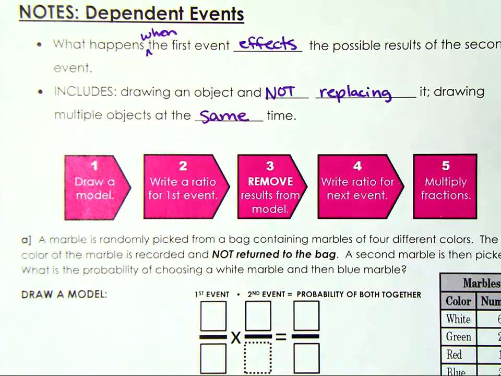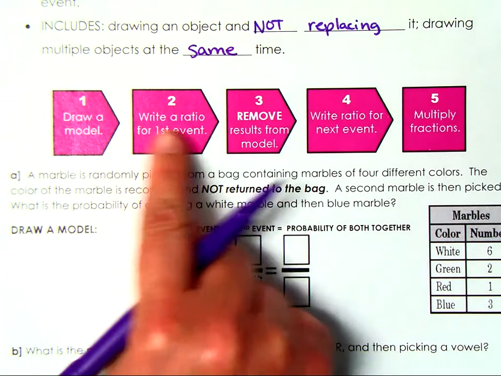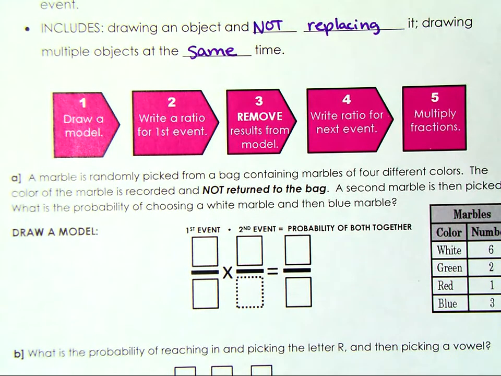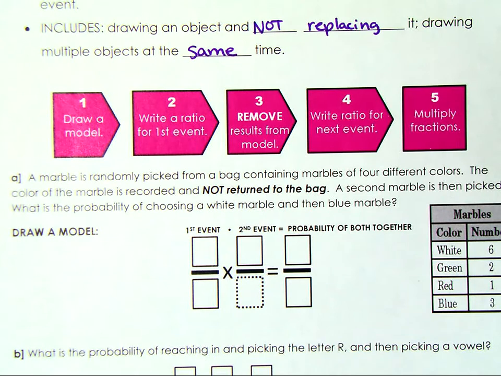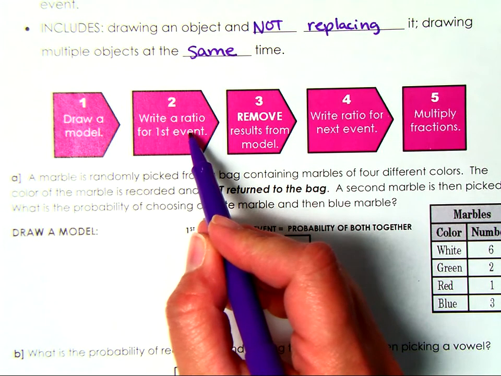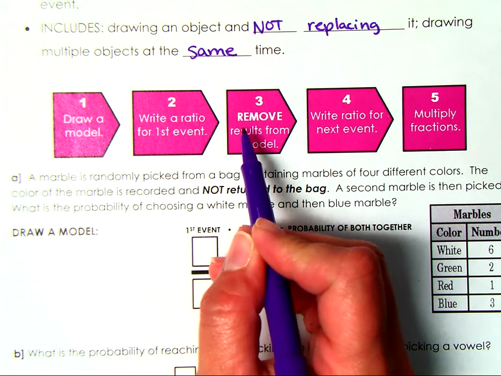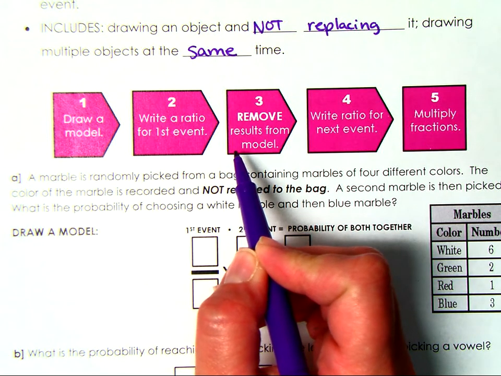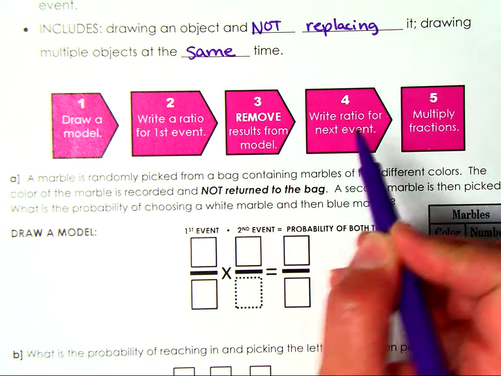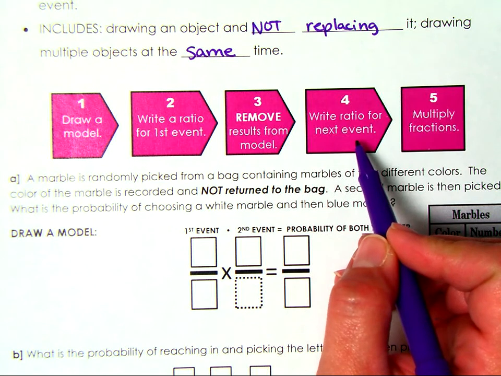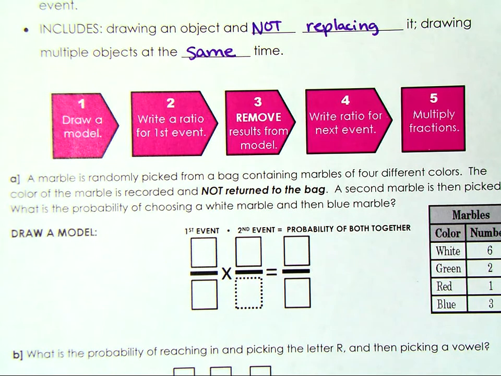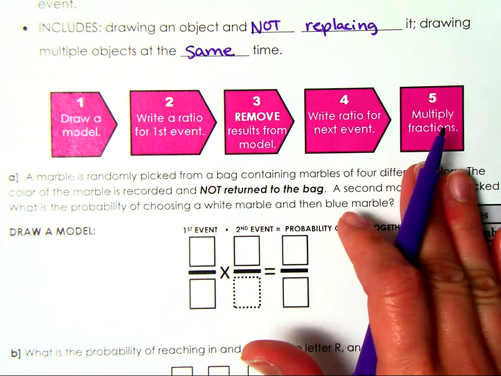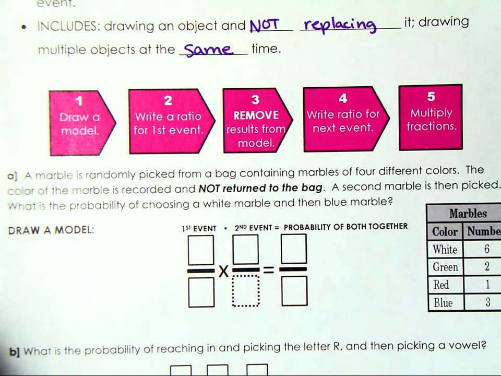Okay, so let's look at a couple of examples. In these little boxes here, these are your steps to take. So first, draw a model to help yourself out. Draw yourself a picture. Then we're going to write a ratio for the first event. We're going to remove the results from that model because it's no longer there from that picture. We're going to write a ratio for the next event, and then just like what we've been doing, we're going to multiply the fractions. So again, these steps will make a little bit more sense once we look at some examples together. So let's go ahead and do that.